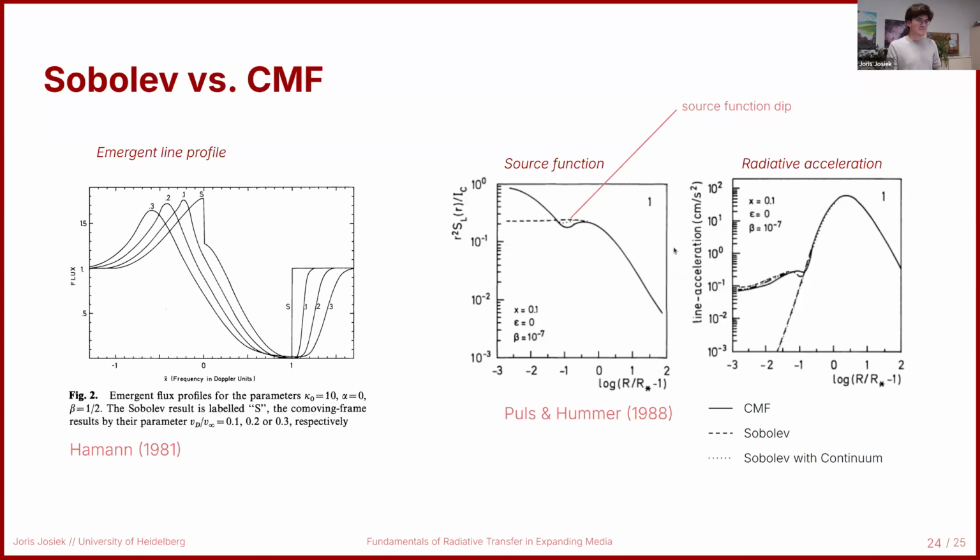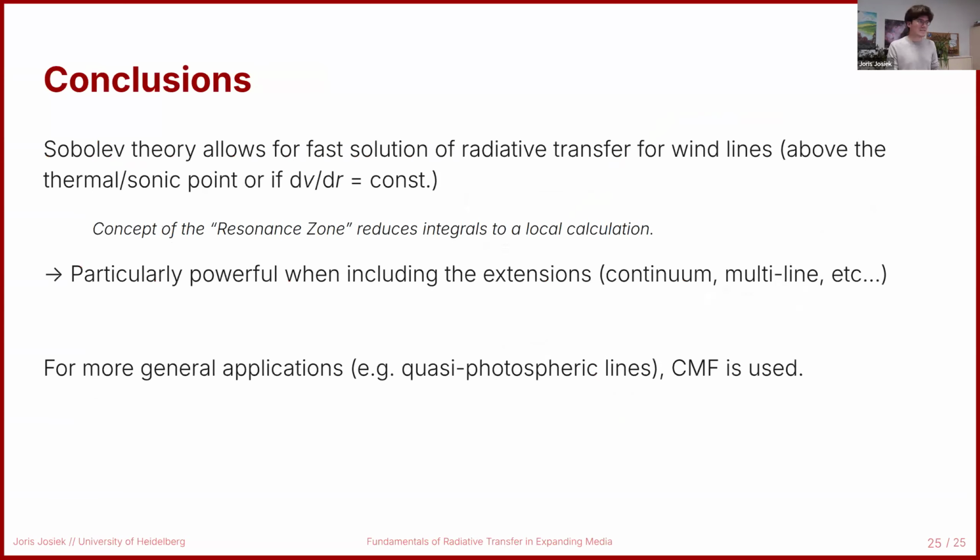Okay, so after this, it's time to summarize a little bit what I've said. So I showed you two different kinds of theories of how to treat this radiative transfer in the expanding medium. One of them is the Sobolev theory, which is very fast and very elegant, and you can use it to calculate radiative transfer in wind lines. So anything that's above or well above the sonic point, and if the velocity gradient is constant.